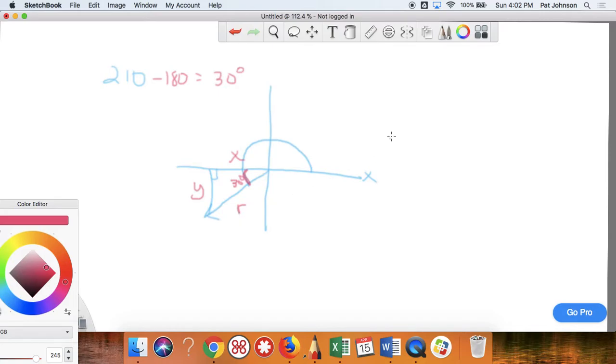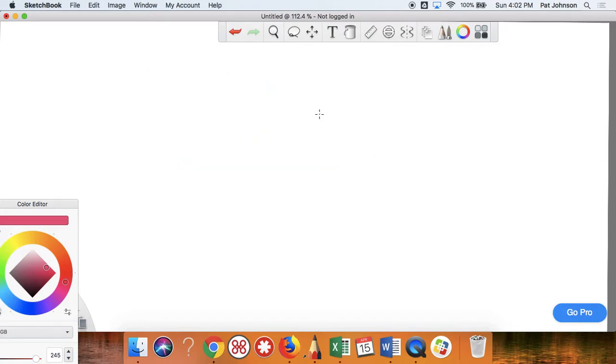Okay, now let's look at this next one. I don't like radians, so negative 5 pi over 4. First of all, I know it's negative, so it's going to go clockwise. So you're going to start here, and you're going to go to negative 5 pi over 4. Well, where is that going to be? That's going to be all the way here.